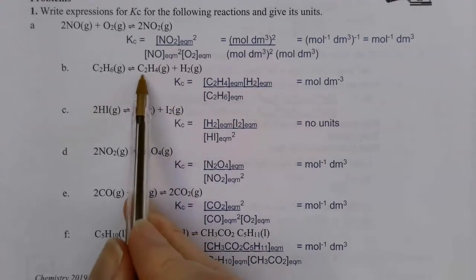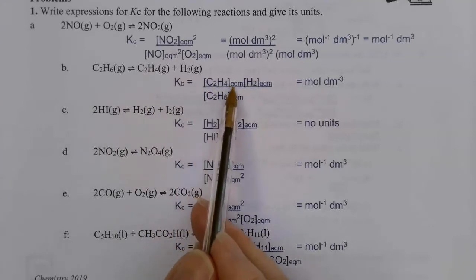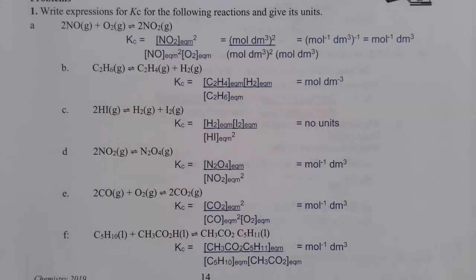So again, we need to have our balanced stoichiometric equation, and our Kc is the concentration at equilibrium. Quite often we drop this subscript eqm, but we need to understand this is not the concentration at the start, it's the concentration once equilibrium has been reached.